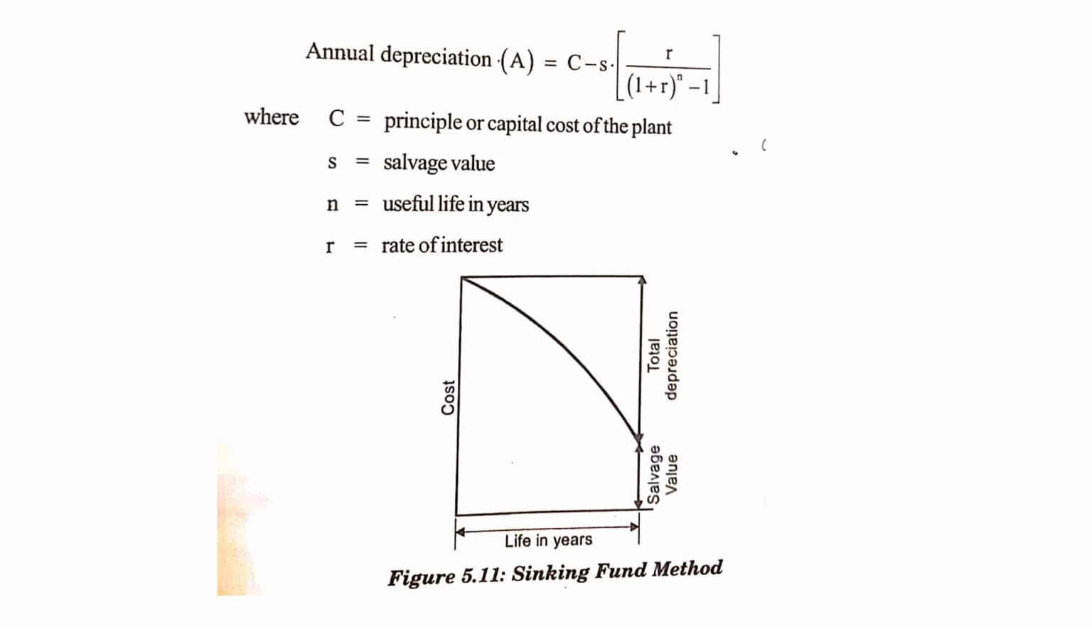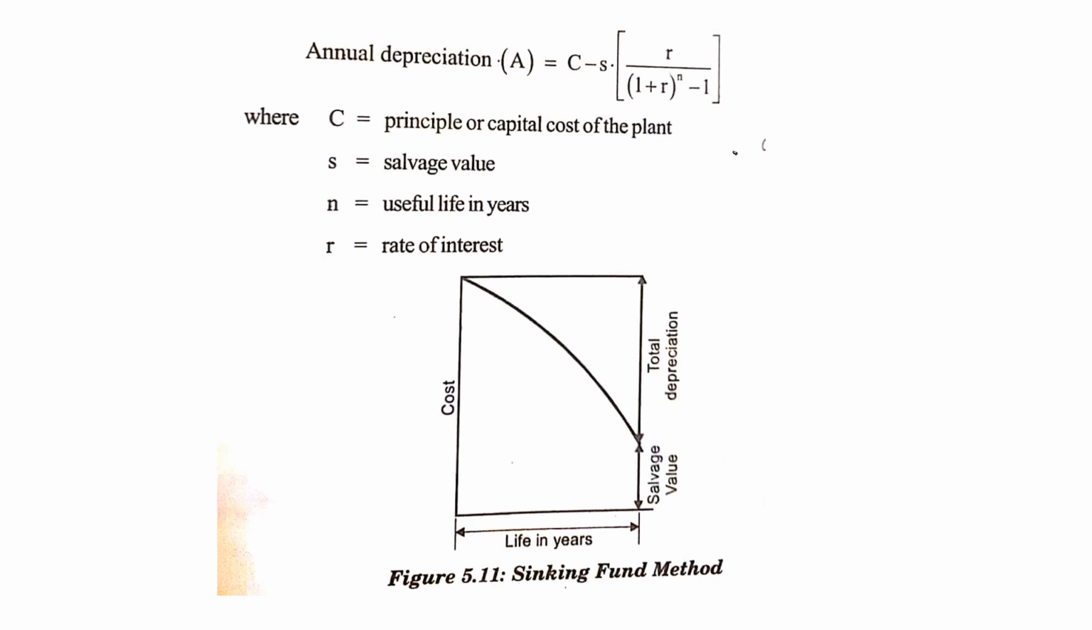You can look at the formula: annual depreciation equals (C minus S) into R by (1 plus R) power n minus 1. The curve here is more or less a curve, whereas the previous straight line method is a straight line. So the amount accrued with the compound interest over the life of the equipment will be utilized for purchasing the new machine. That's the point we have to understand in the sinking fund method.